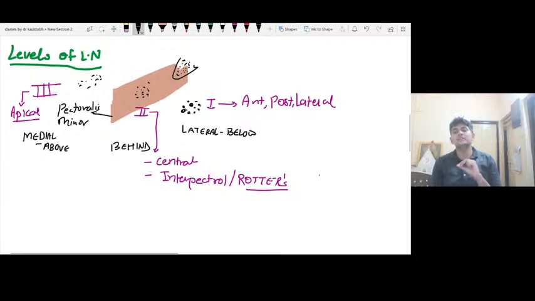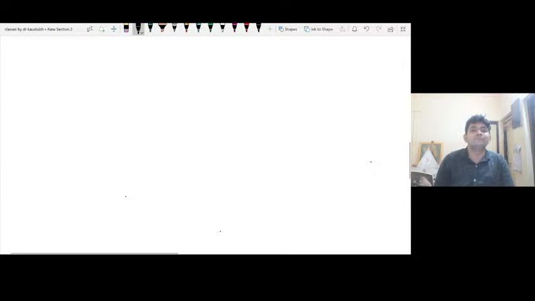So in the surgeries, like if I talk when I'm discussing MRM, modified radical mastectomy, in that case I'll say that in this surgery we remove level 1 and level 2. What does this mean? We are removing anterior, posterior, lateral, central, and interpectoral or Rotter's group. That is what I actually mean, right? So now let's go to the types of surgery we need to know.